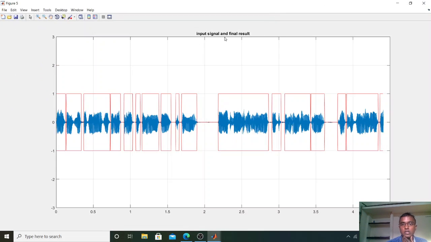And this is our input signal and final result. This blue part is our input signal and this is our final result. We can see that wherever there is no speech, it shows no speech, and wherever speech is there, it shows the result. This is the speech part, then this is the speech part, this is the next speech part, and in between this is not speech, a voiceless signal. So that's all from my side.